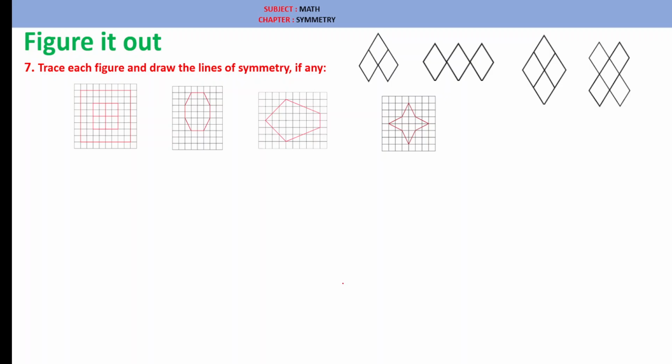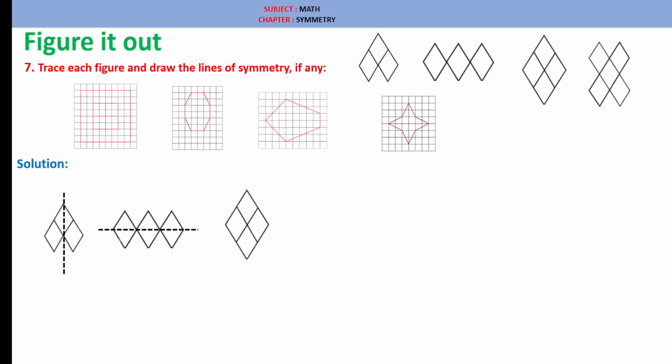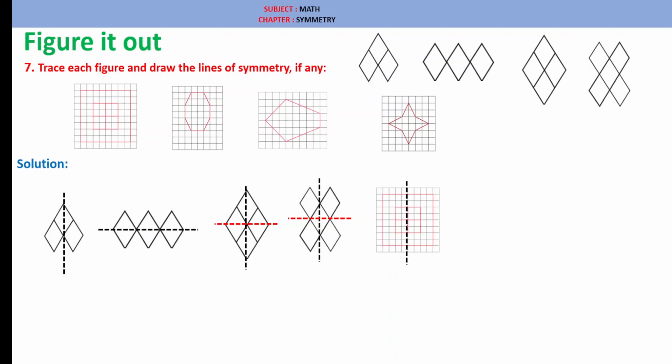Figure it out. Trace each of the figures and draw the line of symmetry, if any. Let us see. First one here, the line of symmetry is vertical. For the second one, the line of symmetry is horizontal. For the third one, vertical and horizontal. For the fourth one, vertical and horizontal. For the fifth one, we have 4 lines.